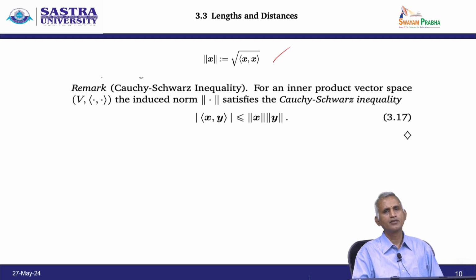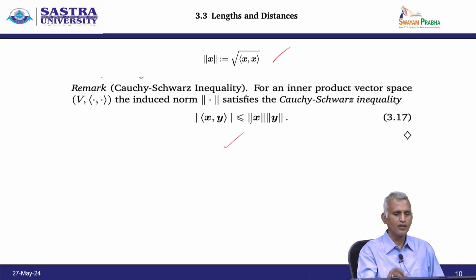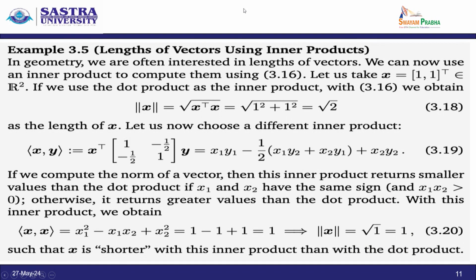According to the Cauchy-Schwarz inequality, for an inner product vector space V with the dot product, the induced norm satisfies the Cauchy-Schwarz inequality: the absolute value of the inner product of x comma y is less than or equal to norm x times norm y. Now we have the length of vectors using the inner product. In geometry, we are often interested in the length of vectors. We can now use an inner product to compute it by using equation 3.16.